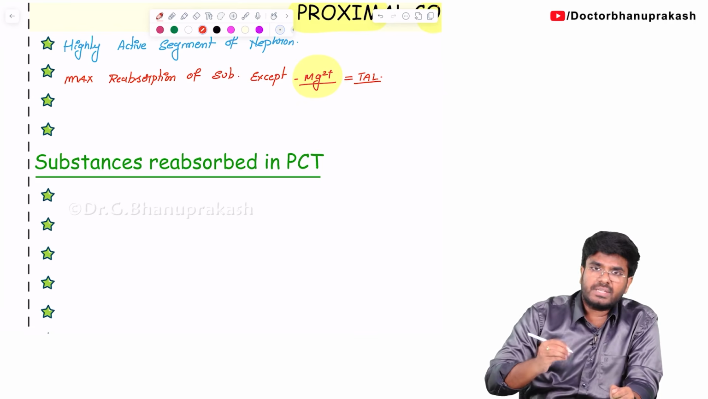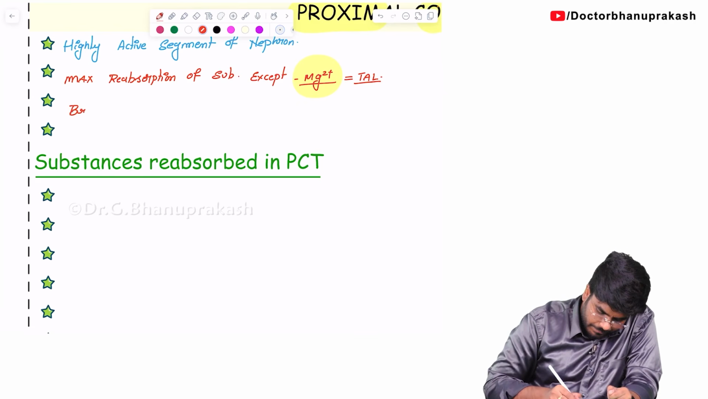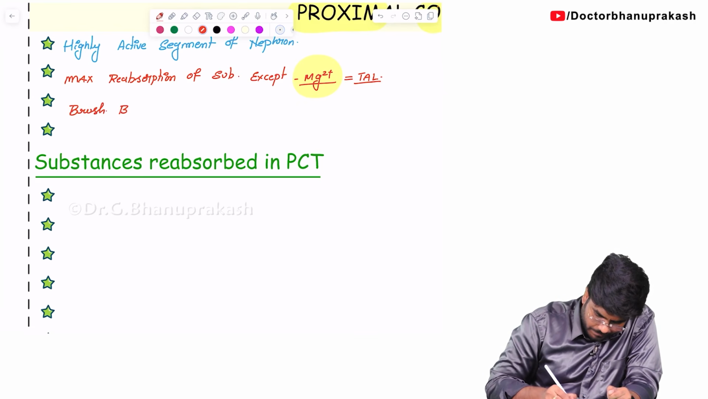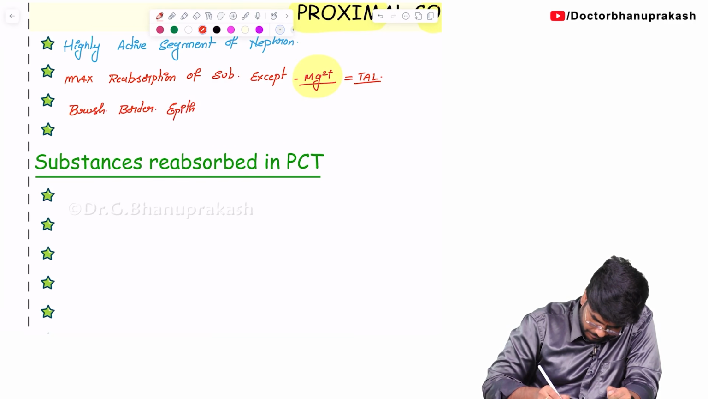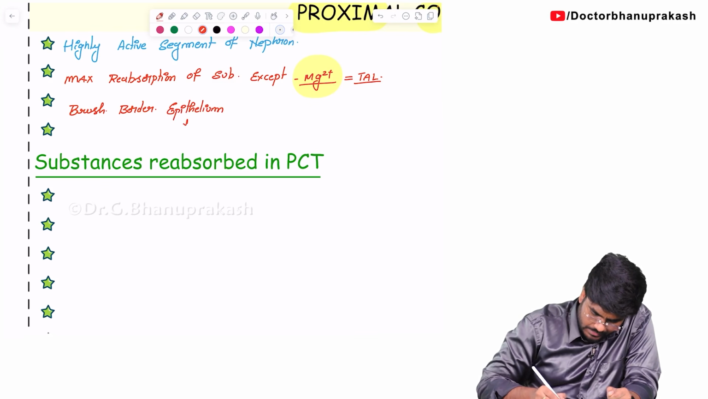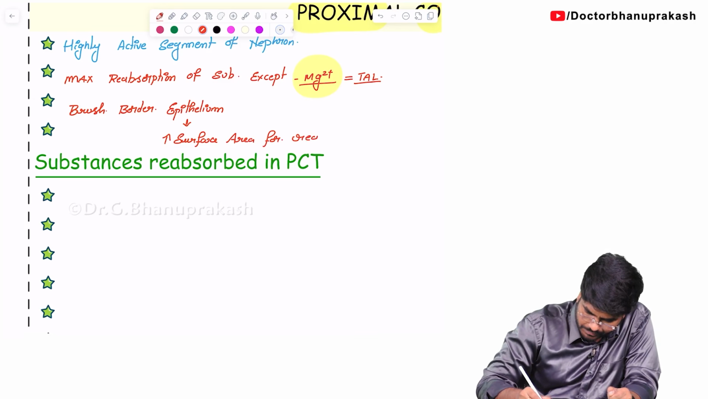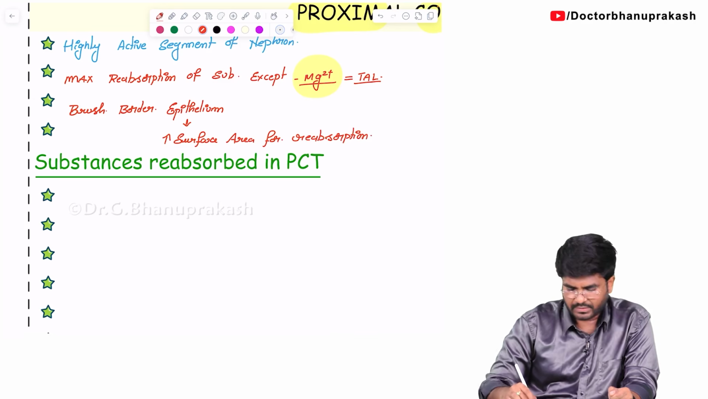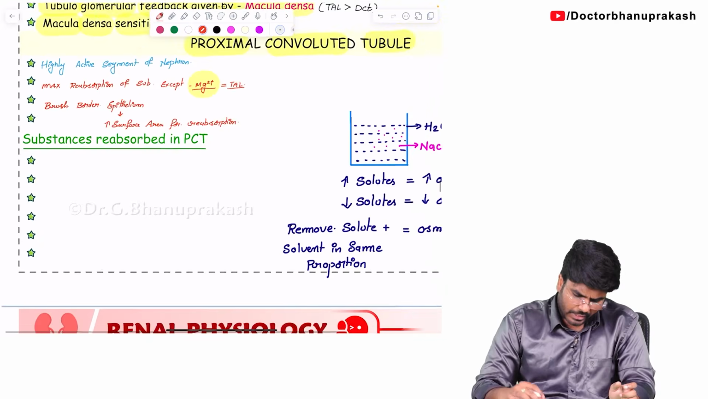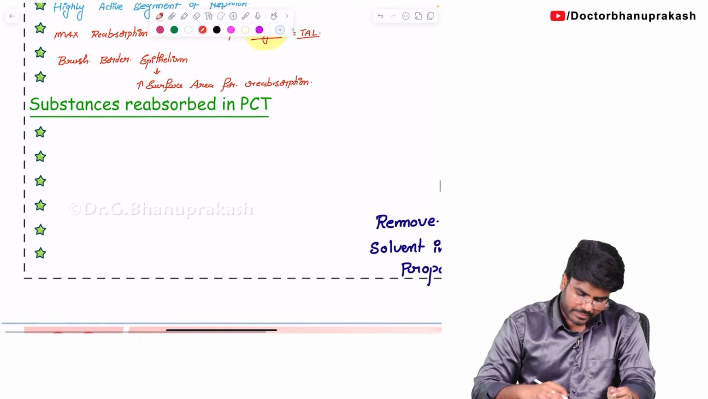PCT cells. Okay, in the PCT, there will be brush border epithelium. Why brush border epithelium? Because brush border epithelium helps in increasing the surface area for reabsorption. Done. Now, let's see what are the substances reabsorbed in the PCT.